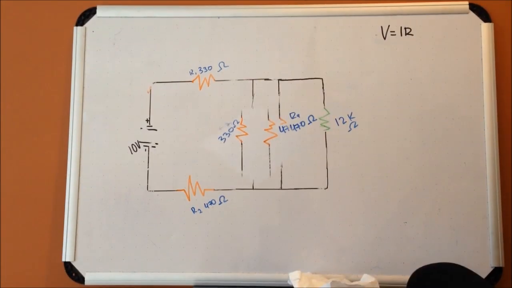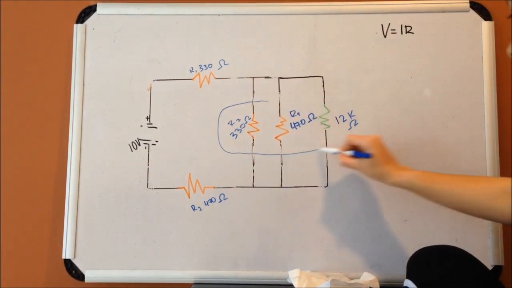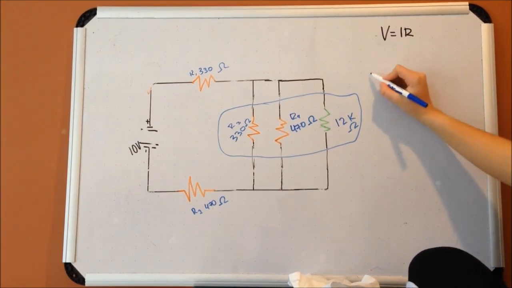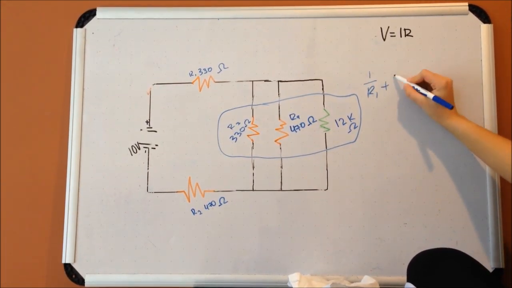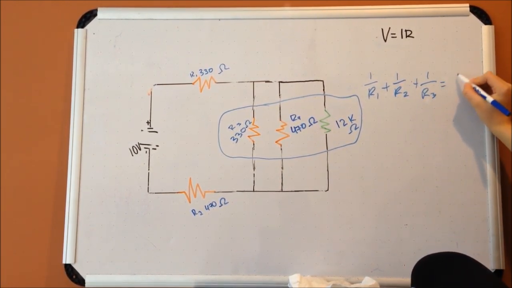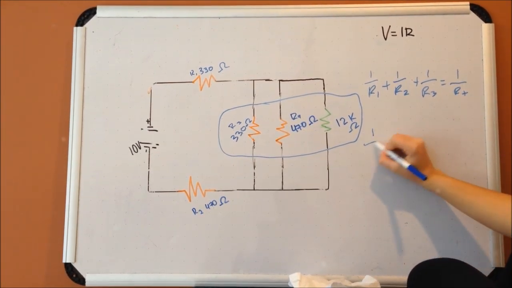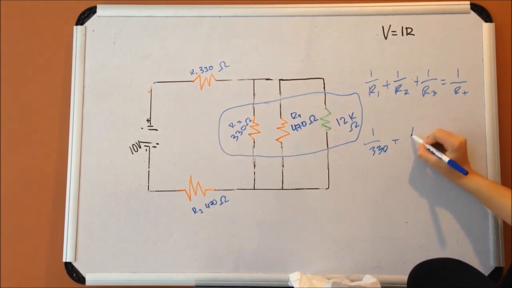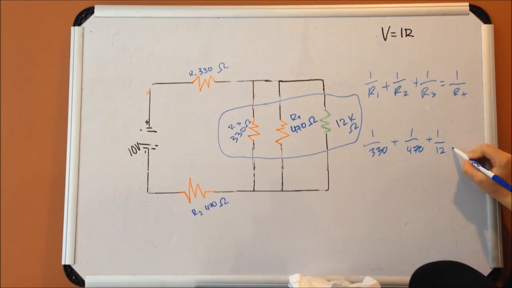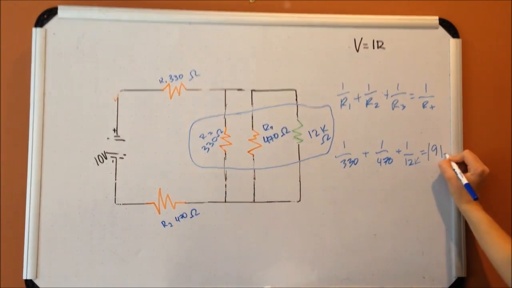Let's redraw the circuit. Now that we've redrawn the circuit, we can see that R3, R4, and the one we've just created are in a parallel circuit. Using the parallel resistance formula, which is 1 over R1 plus 1 over R2 plus 1 over R3 equals 1 over total resistance, we can calculate the resistance. So 1 over 330, 1 over 470, 1 over 12K equals 190.8, which rounds up to 191 ohms.